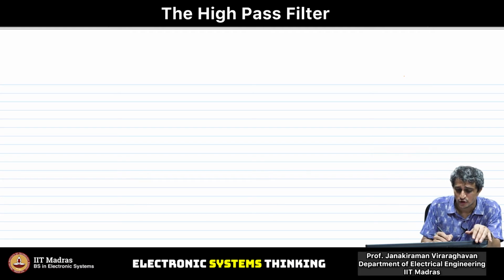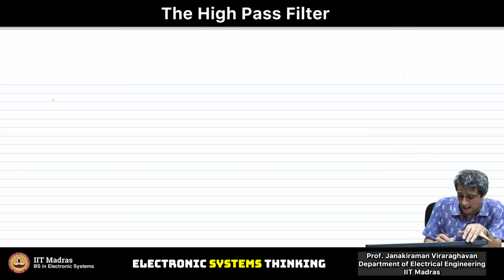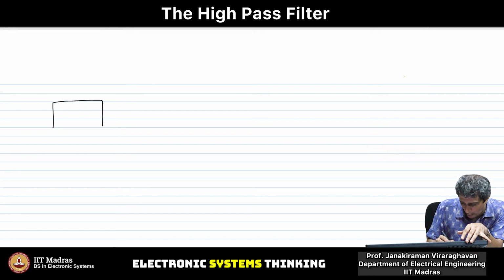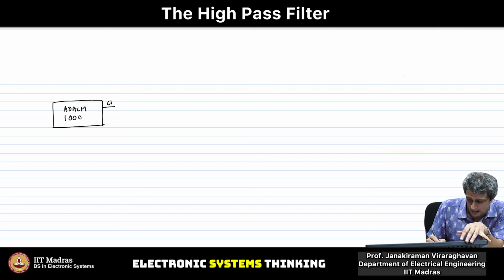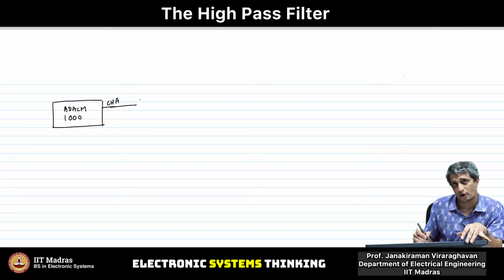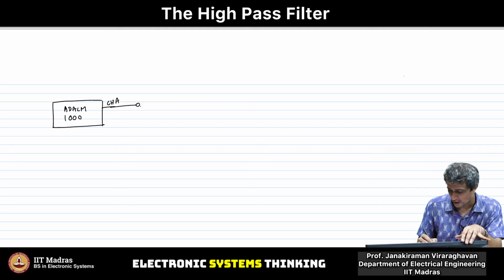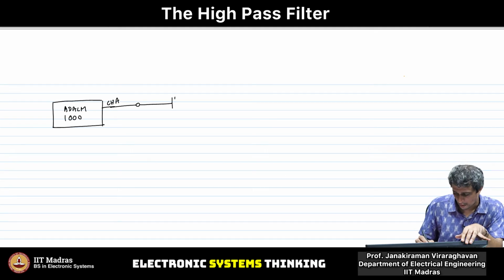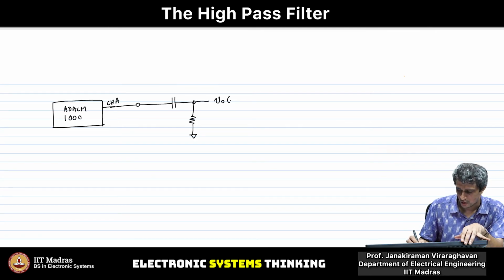Now coming to the kit, the experiment that you are trying to do with the kit, it is very important to understand this. From the AD-ALM 1000 kit, from channel A, you are trying to generate a sine wave and give it to my high pass filter. The resistor and capacitor are on the breadboard; this is some C, this is R.